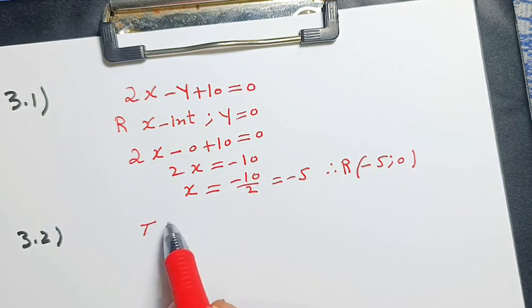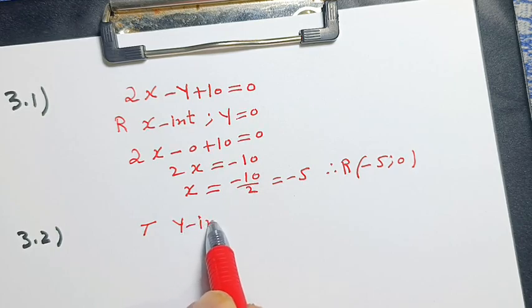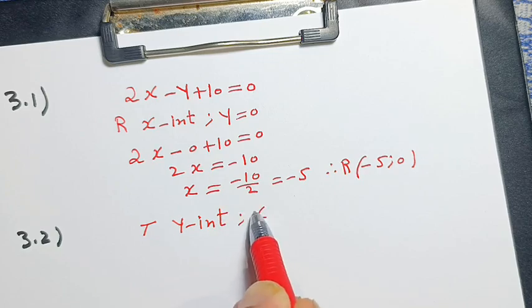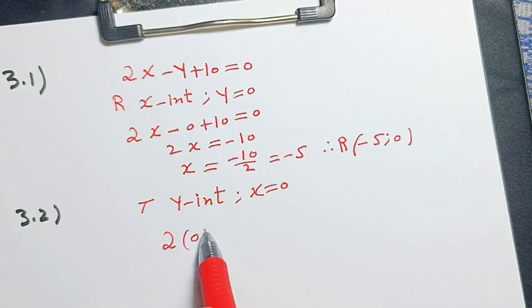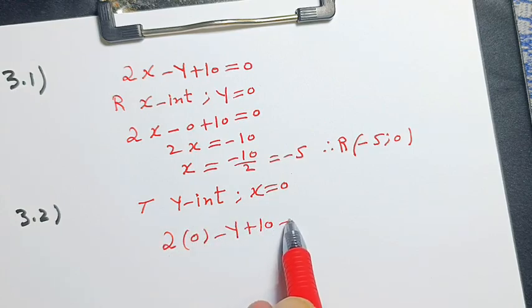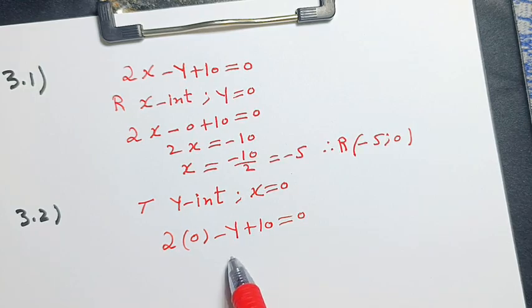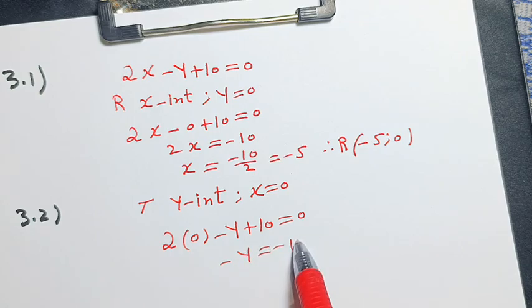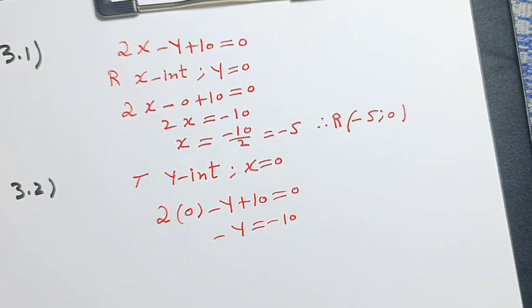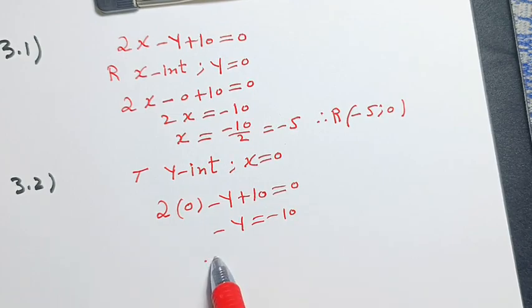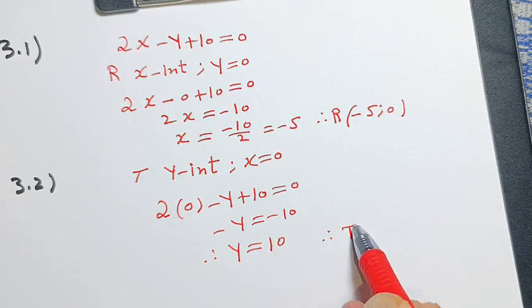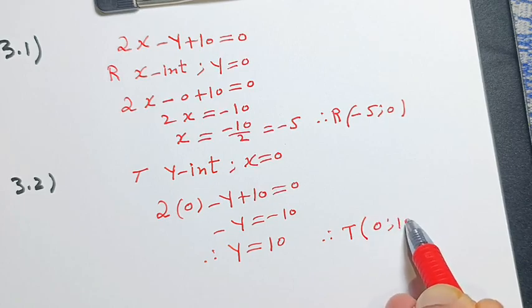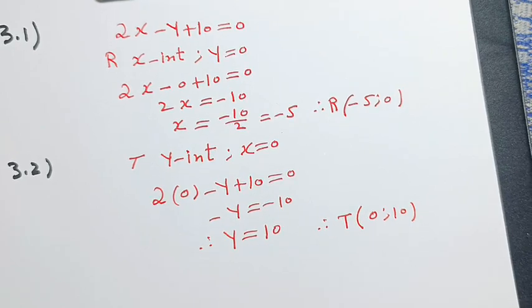So T is the y-intercept, and the x value must be equal to 0. Now we have the equation: 2 times 0 minus y plus 10 is equal to 0. Now we're going to solve for y. Negative y is equal to negative 10, because positive 10 switches over to this side and becomes negative. Negative and negative cancel, so y is equal to positive 10. Therefore T has x value 0 and y value 10. So we have the coordinates of T as well.